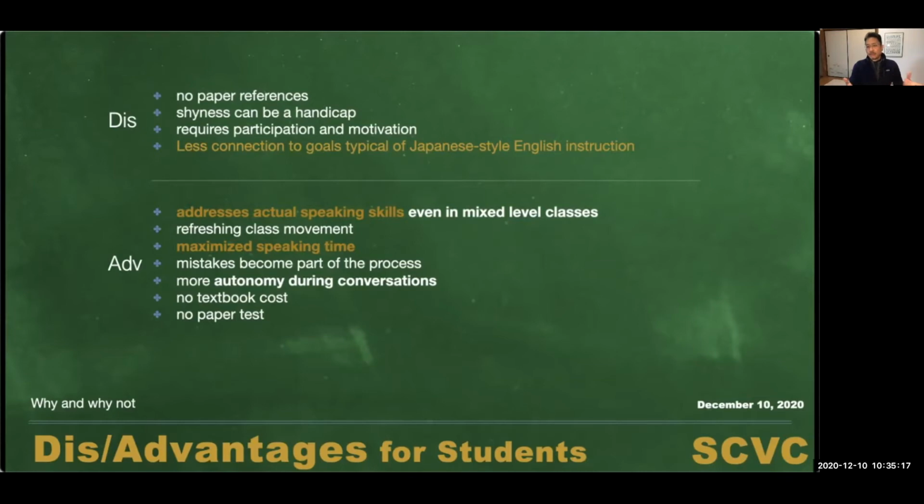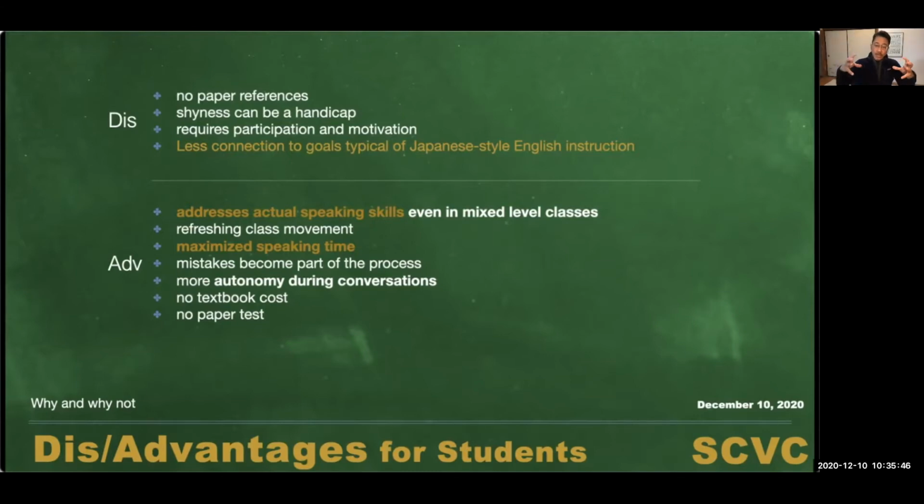It also requires a little bit more energy, a little bit more participation and motivation, but all of those disadvantages can be leapfrogged very, very easily with the right instruction in the right kind of environment. Now, the advantages are huge. Okay, they're huge. The first one up here is that it addresses actual speaking skills even in mixed level classes. And I mean it, in mixed level classes, this actually helps a lot.